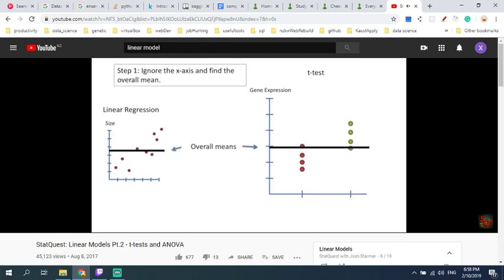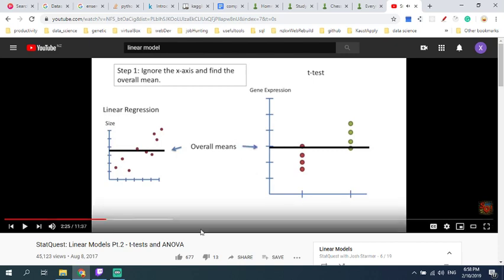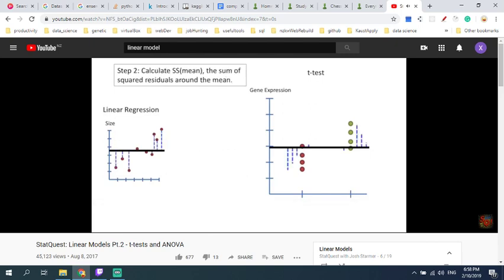Here are the overall means for the linear regression and the t-test. The next step is to calculate the sum of squared residuals around the mean. This is SS mean. These are the residuals, the distance from the data points to the lines. In this case, the lines are the overall means. Bam! Calculating the sum of squared residuals around the mean was easy.